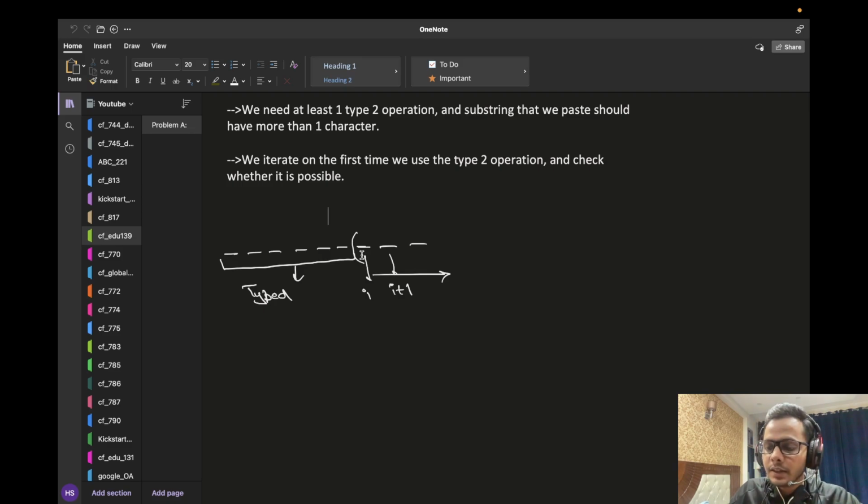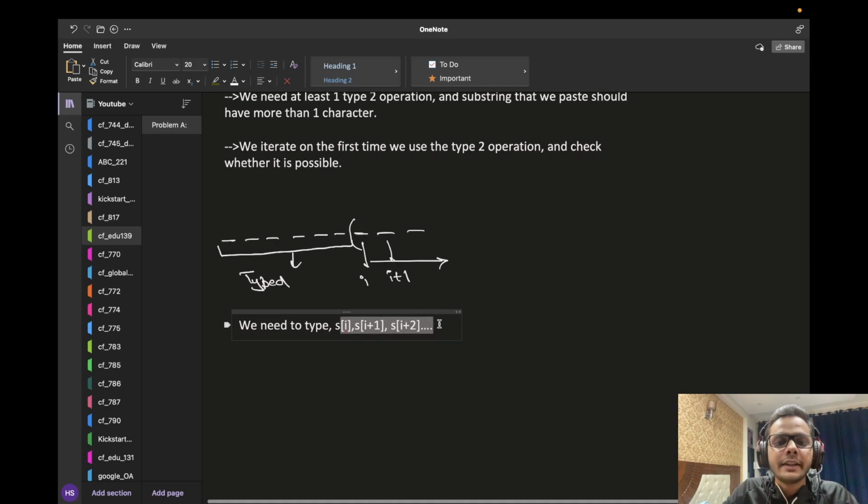So the necessary condition is that we should have, so basically we need to type these characters from si, si plus 1, si plus 2, and so on. But we need at least two characters in one go, because that is how we'll be winning, right? We need at least two characters to win. Now how will we do that?